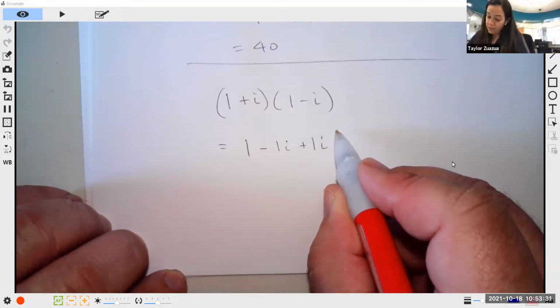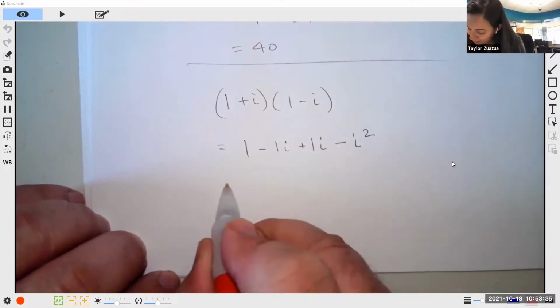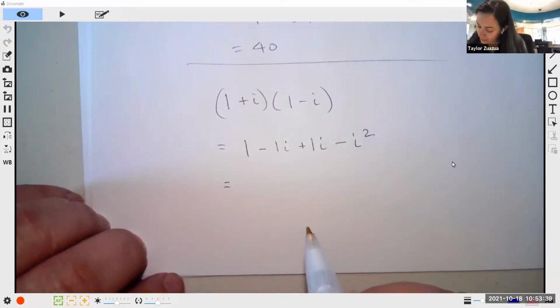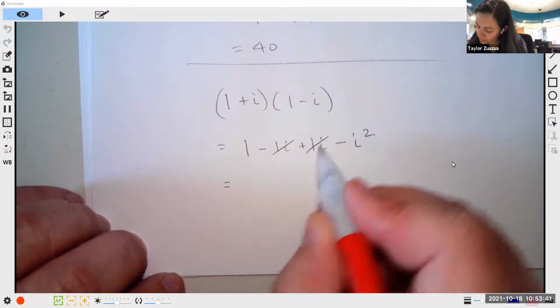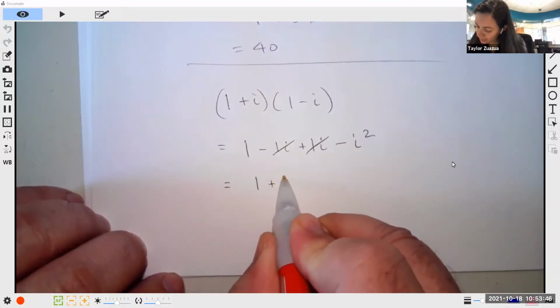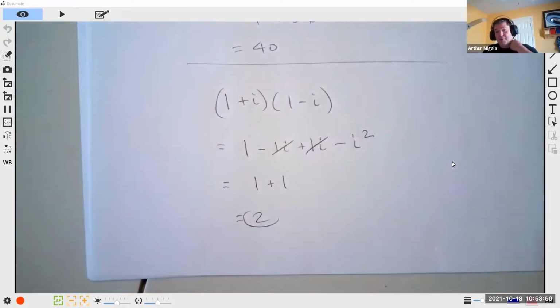Wait, no, I mean negative i squared. Sorry, I was still repeating it in my head. Negative i squared. Then these two cancel each other out. So you have 1, drop down 1, but that's a plus, so plus 1 equals 2. Very good. Got it down.